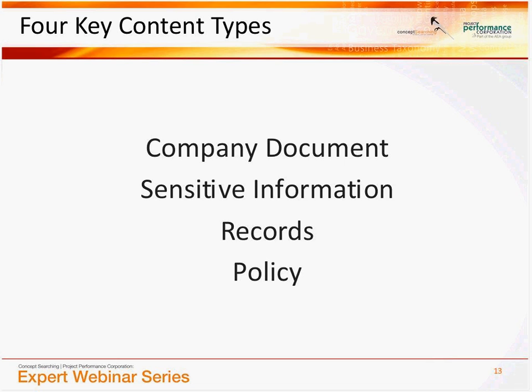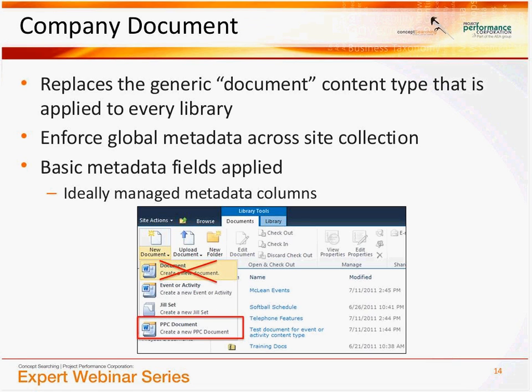A lot of out-of-the-box features actually help with these different types of content management these days, and content types are just another piece of that puzzle. So a company document type, sensitive information, records, and then policy content types. I'll go through each one with you and just give you a bit of background in some of the logic. And what I hope is that you are able to take away some ideas on how to get started with your own content type strategy and how to roll this out.